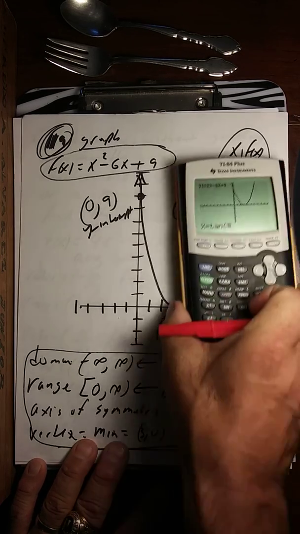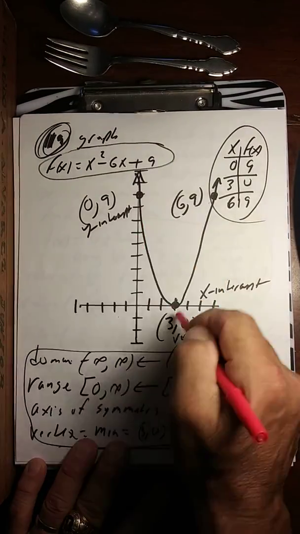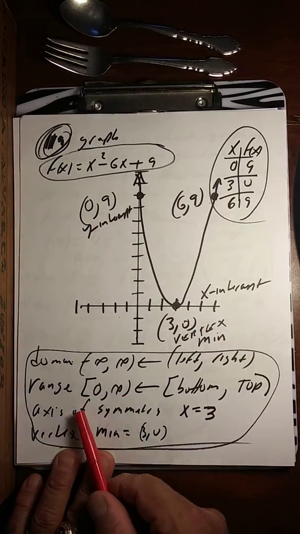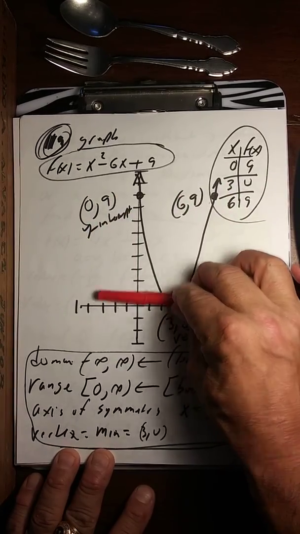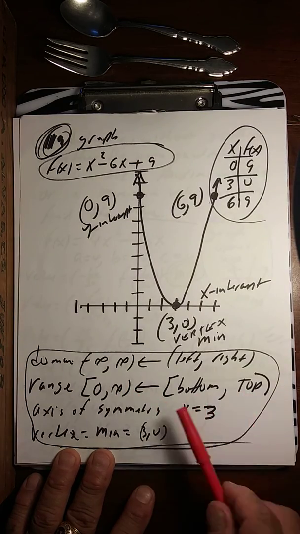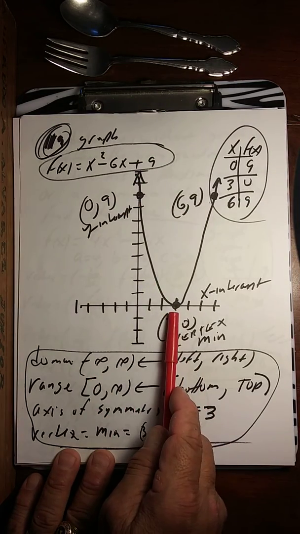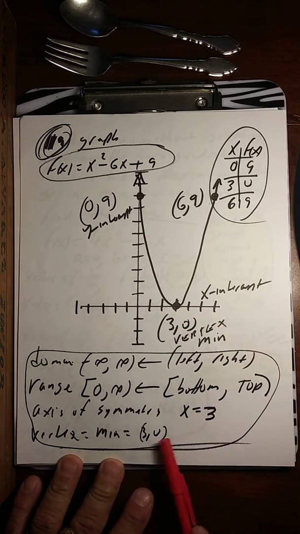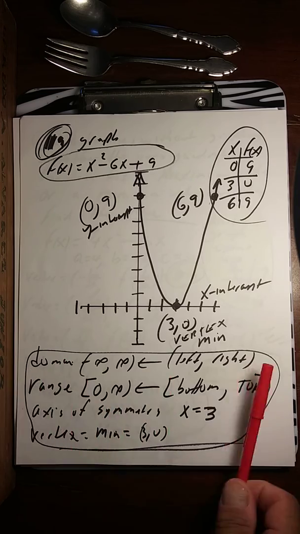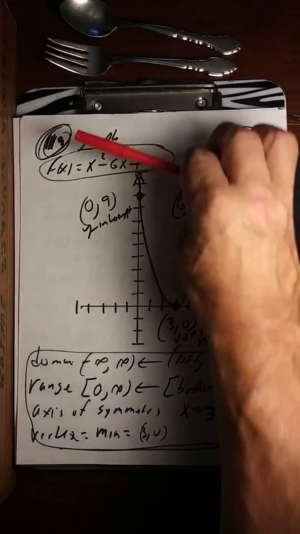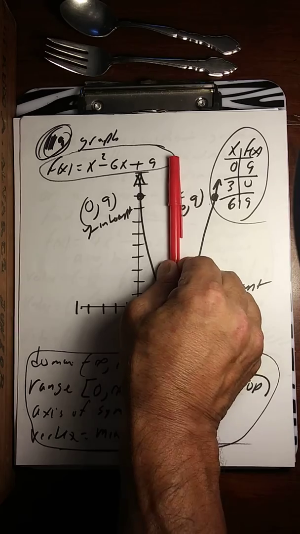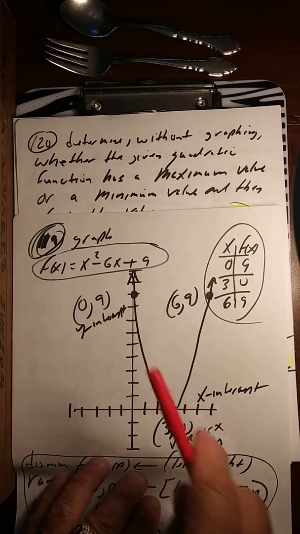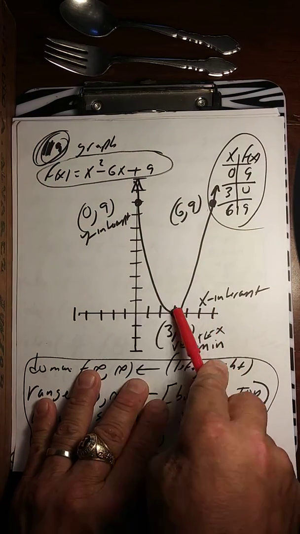So we have the graph, points. Negative infinity, domain. Range goes from right there, 0 up, 0 to infinity, bottom to top. Axis of symmetry is right there, 3, and vertex is 3, 0. So this is the min. Domain negative infinity, range from 0 to infinity. Axis of symmetry is x equals 3. Vertex is 3, 0. X-intercept, y-intercept.